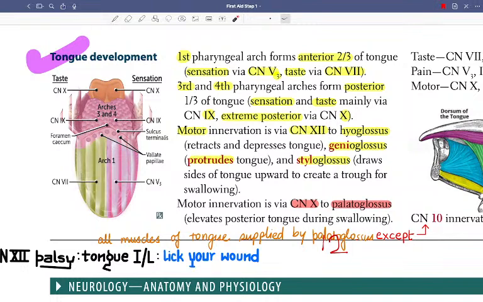Next you have the motor innervation. This is very important.